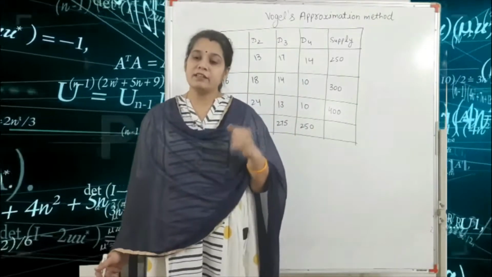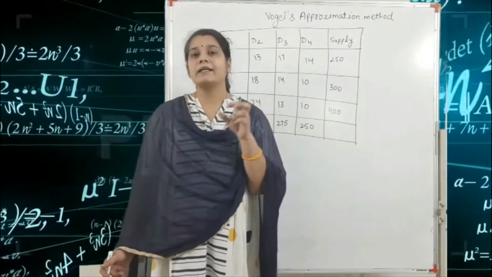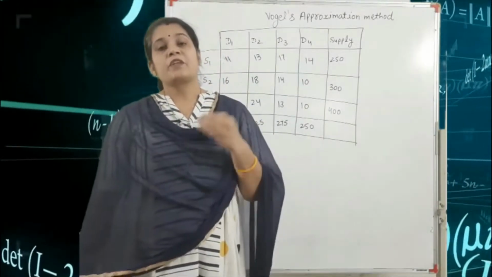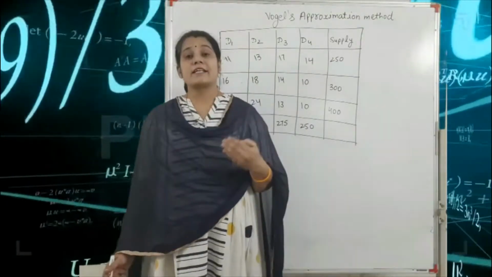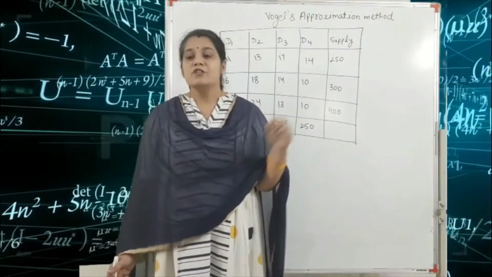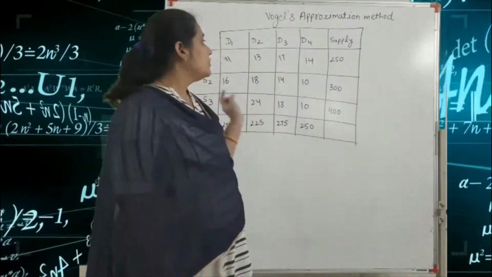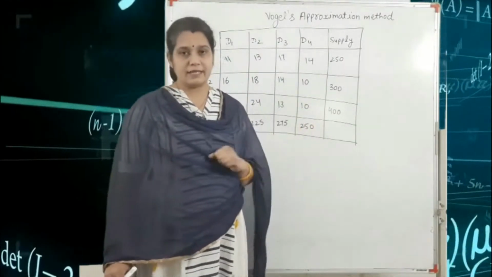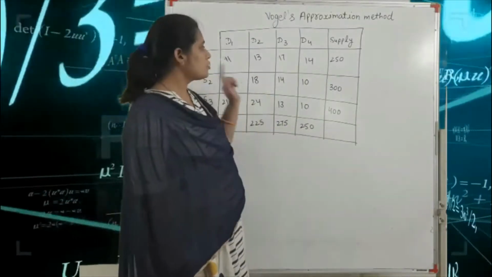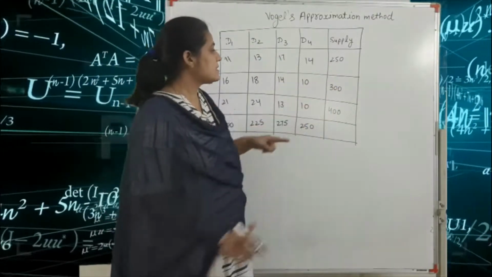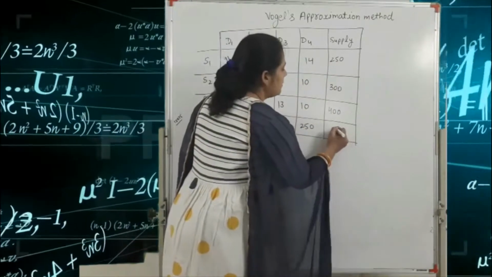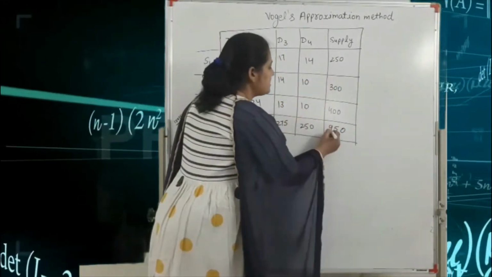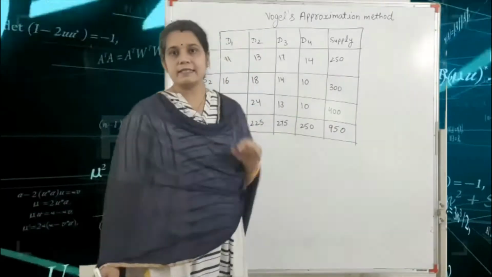So what is the definition of the balanced transportation problem? If in the question your supply and demand are equal, then we can say that it is a balanced transportation problem. So first you check whether your question is given in balanced or unbalanced form. Here the total supply is 950.